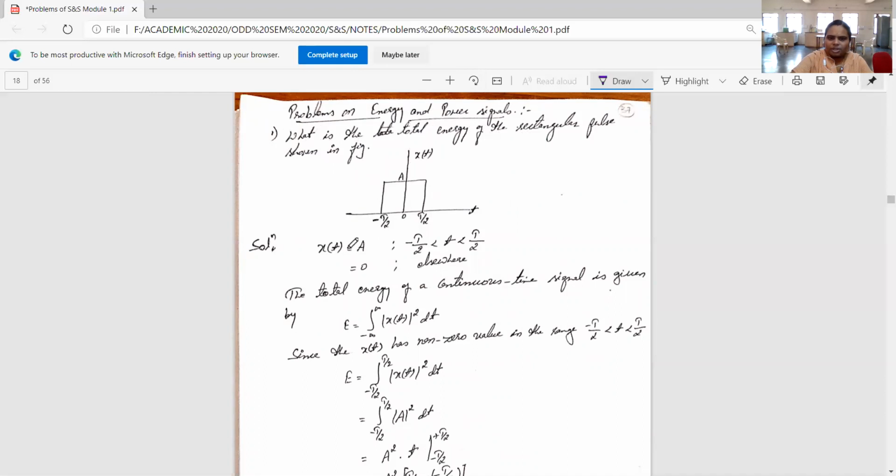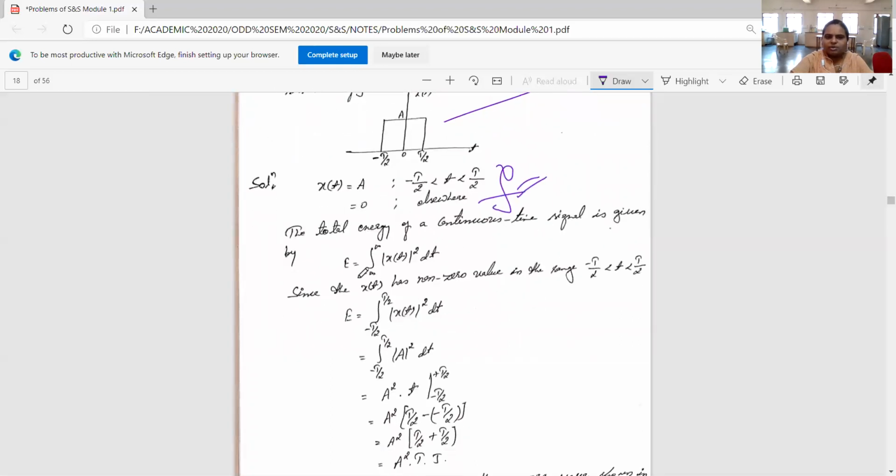X of t is going to be taken with the amplitude as A, where it is varying from minus T by 2 to plus T by 2, and for other values it will be 0. This is how we wrote the equation. You have to write the equation, because in the question they gave only the pulse. Then what is the equation for the energy?